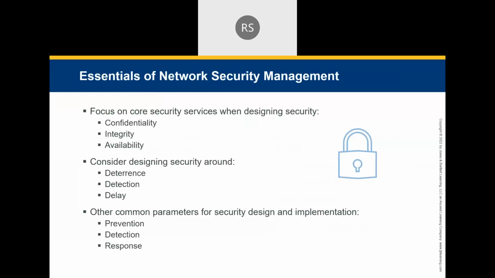You also want to consider designing security measures around deterrence, detection, and delay mechanisms. That's to discourage unauthorized access, promptly identify security breaches, and impede malicious activities. Now, some other common parameters for security design and implementation. You want to focus on prevention, detection, and response capabilities. And this is to proactively prevent security incidents, also to swiftly detect anomalies or intrusions, and also to effectively respond to security breaches when they do occur.